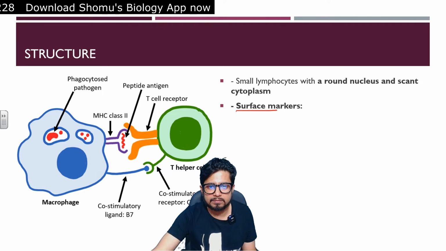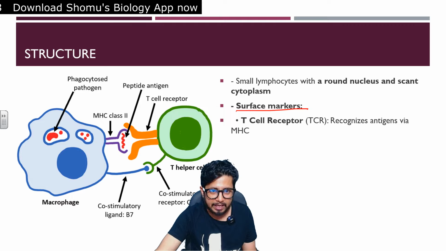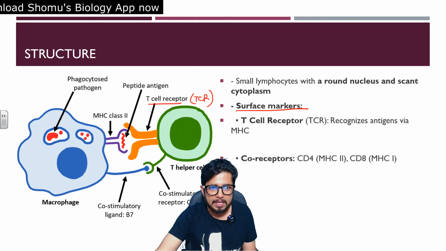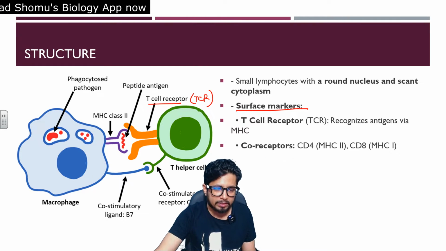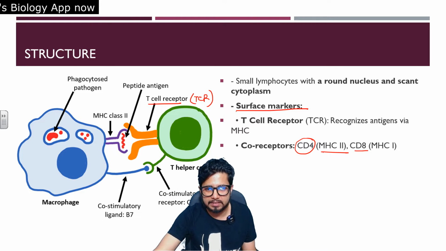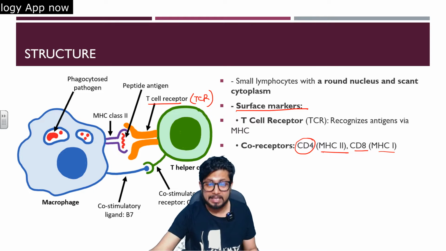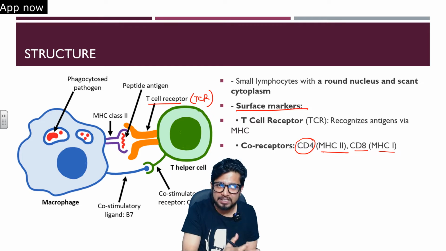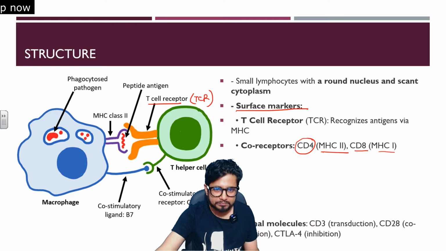So the T cell must have some surface markers. What are the markers that they have? They have the T cell receptor, or TCR, shown in yellow color here. Next are the co-receptors. For CD4 plus cells, they have MHC class 2. For CD8 plus cells, they have MHC class 1 as a co-receptor. Remember that: CD4 has MHC class 2, CD8 plus has MHC class 1.